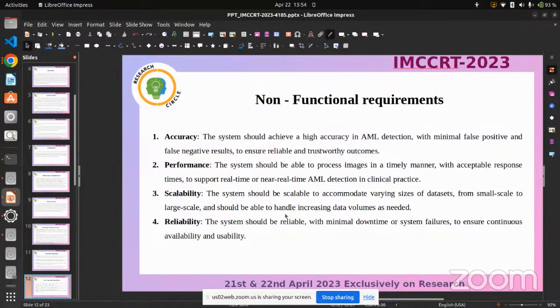Then scalability: the system should be scalable. It should support variable sizes of data sets from small scale to large scale, and it should be able to handle increasing data volumes also, because data is not always constant. Data is always increasing, right? And reliability. At the end of the day, the user must trust the system. It should not fail, even though some failures might occur. Failures are not always avoidable. They're always unpredictable, right? So we have to keep reliability in mind also.